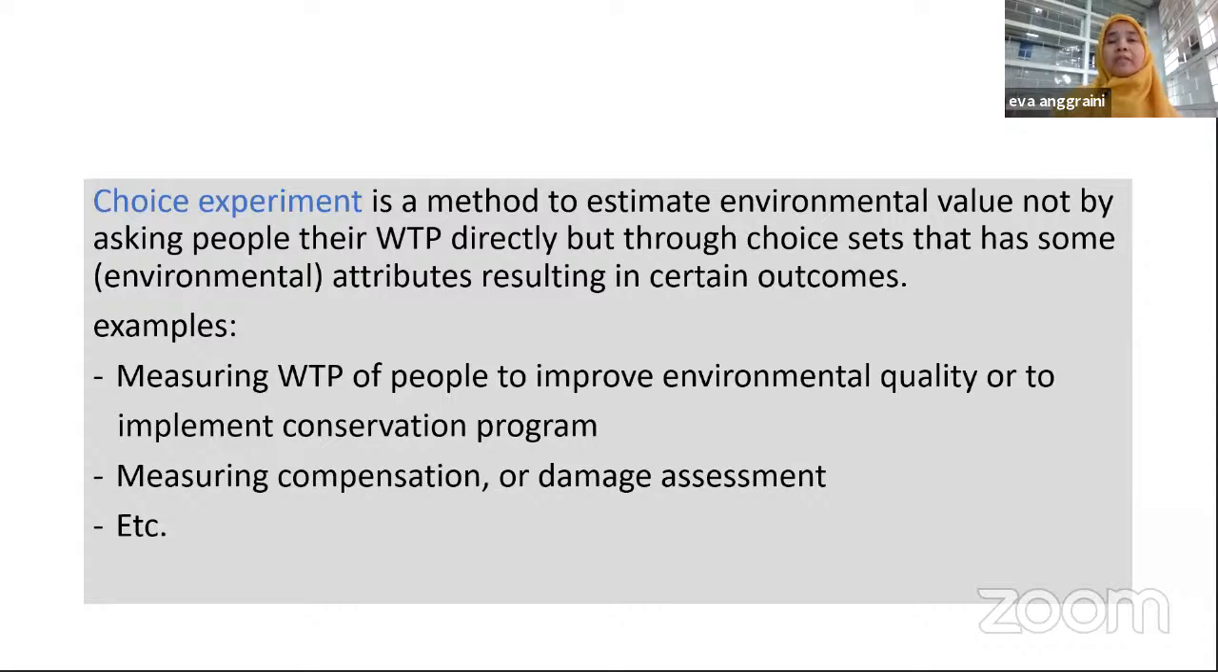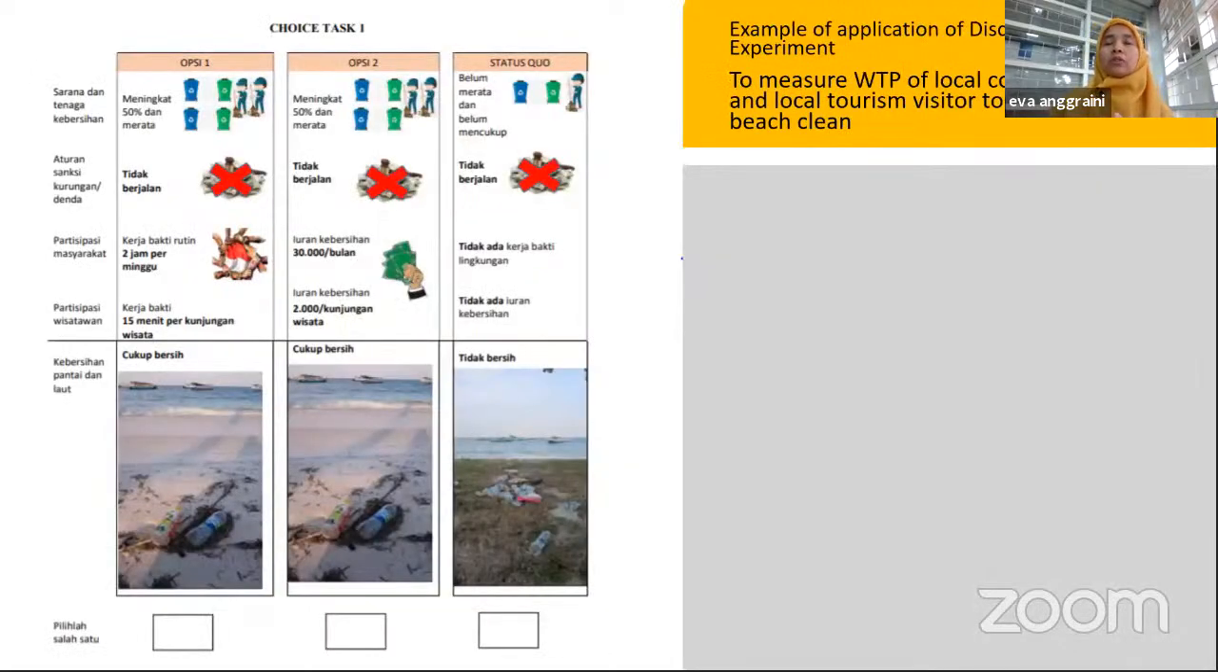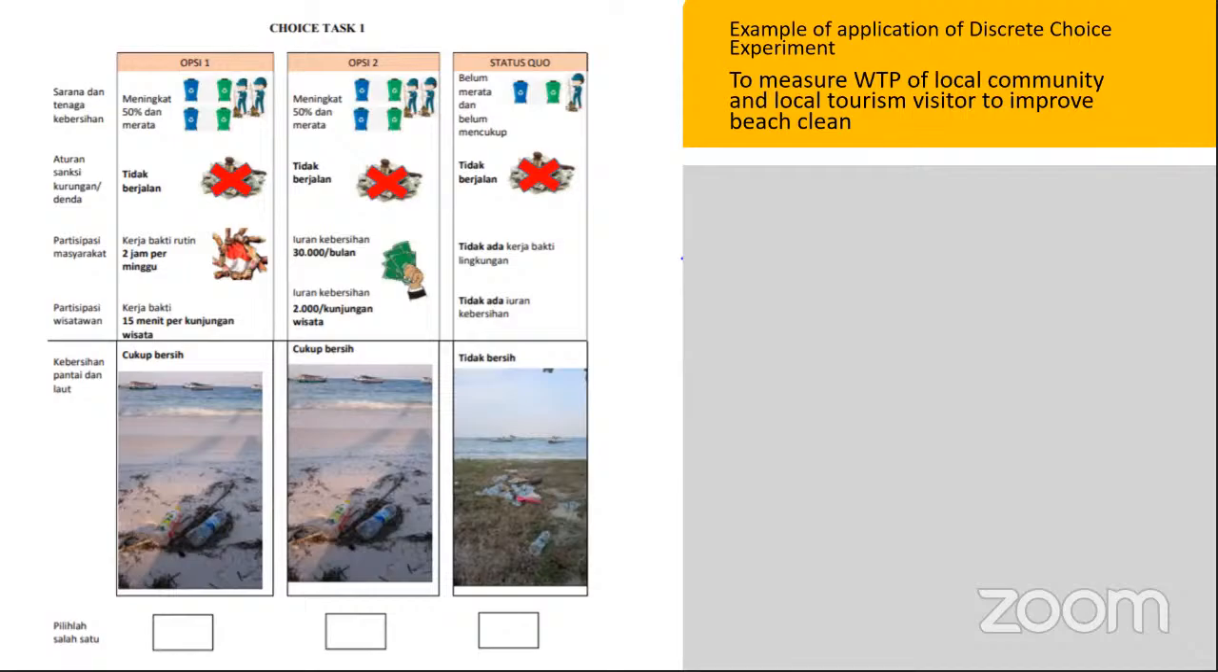And choice experiments is also a method to estimate environmental value, but not by asking people directly about monetary units. Instead, we estimate their willingness to pay through choice sets that have some environmental attributes resulting in certain outcomes. For example, I did a research to measure the willingness to pay of the local community and local tourists to improve the quality of the beach, its cleanliness. And I used the discrete choice experiment.